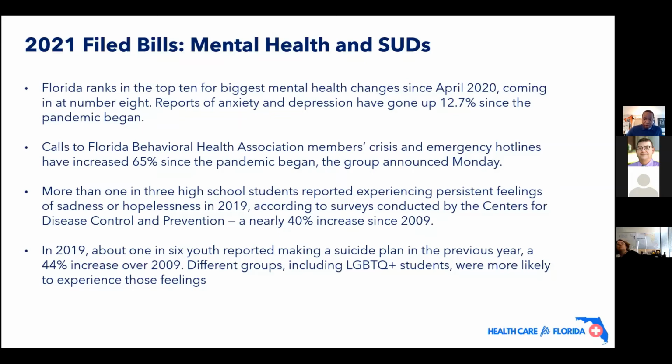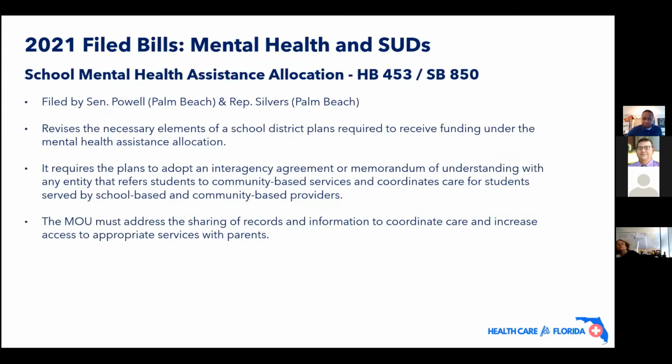Now, this bill attempts to strengthen mental health services provided in schools by shoring up the process of connecting students to community-based services. Currently, schools receive allocations to put different programs in place.